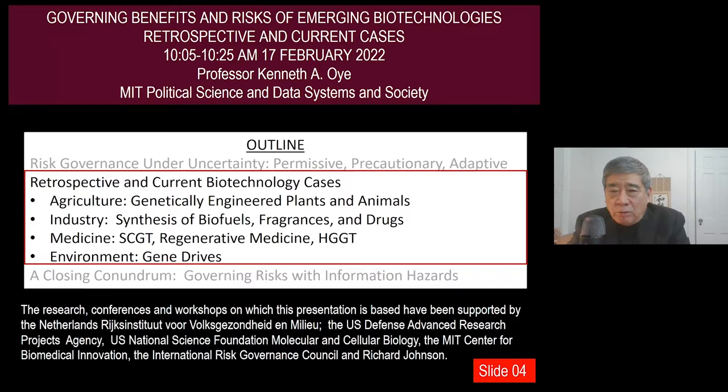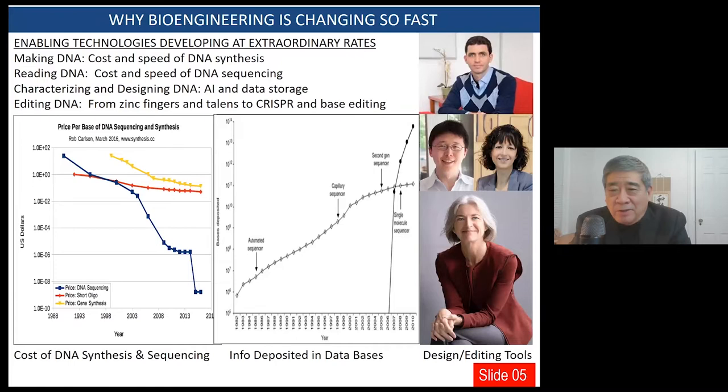But to begin, we have to understand why technology is changing rapidly. And this part of the story is really very much cross-sectoral. Bioengineering is changing rapidly, but in part it's because information technology is changing rapidly. The enabling technologies are developing at extraordinary rates.